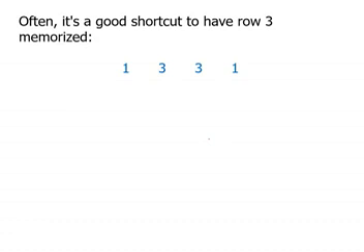It's often a very good shortcut to have row 3 memorized. So 1, 3, 3, 1. That's a really good place to start. It's a good starting place. And from there, we can generate several more rows very easily.